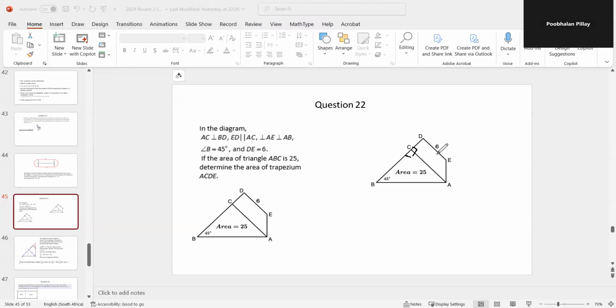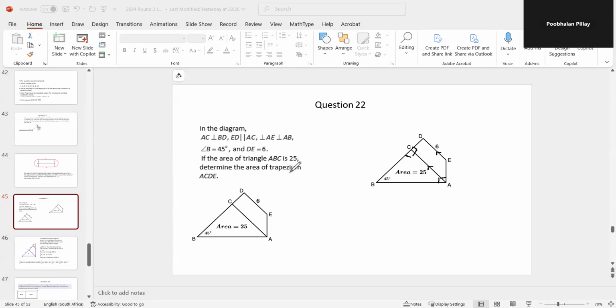So you have, okay, these are parallel, ED and AC. And you have AE is perpendicular to AB. So this is 90 degrees, yeah? You have angle B is 45 degrees. Okay, that's shown, yeah? And DE is 6. So that's also shown.